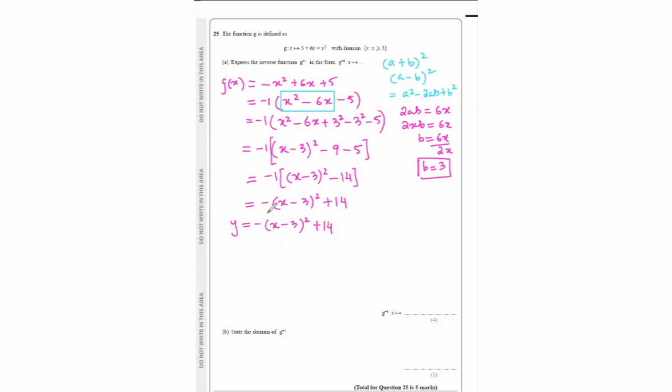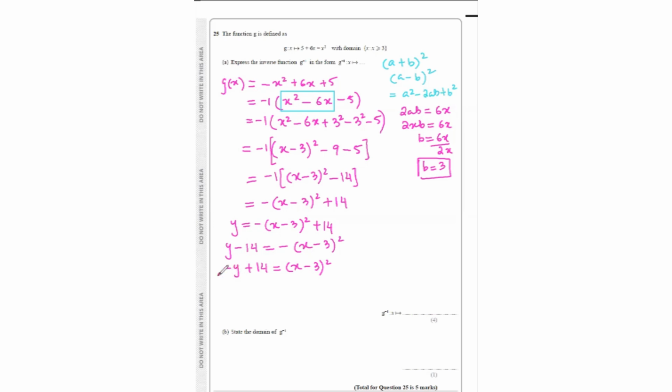We have to make x the subject. So it's going to be y minus 14 equals -(x minus 3) whole squared. Then we divide both sides by -1. So we have -y plus 14 equals (x minus 3) whole squared. You must know by now that when we're trying to find the inverse of any function, be it a quadratic or a linear equation, we have to make x the subject. And then at the end, we replace x with the inverse function notation and the y value with x. So right now, I'm trying to make x the subject instead of y.